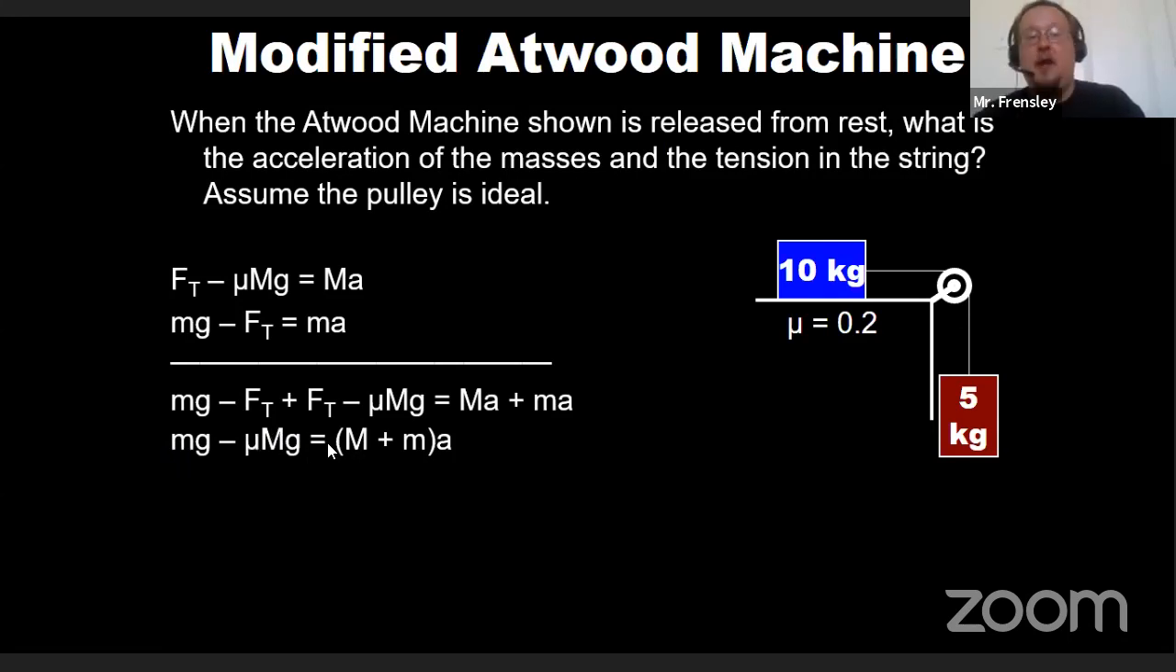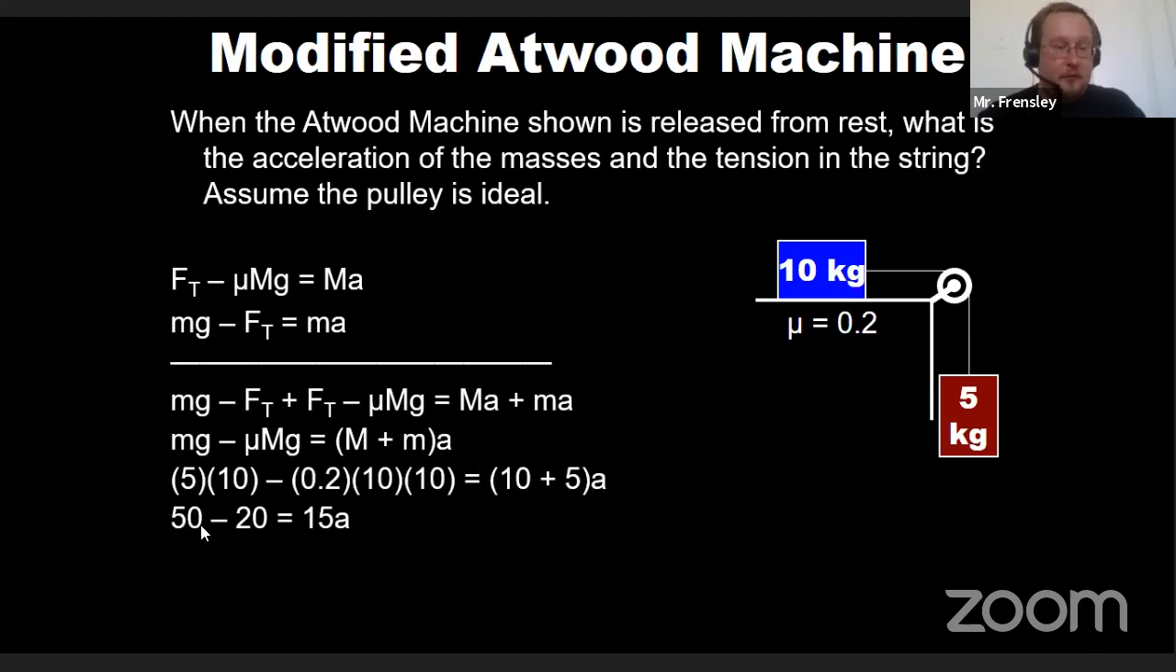20 newtons holds us back, and we're all 15 kilograms. So 50 newtons of weight help us go. 20 newtons of friction holds us back equals 15 kilograms times acceleration. Our acceleration is 2 meters per second squared.